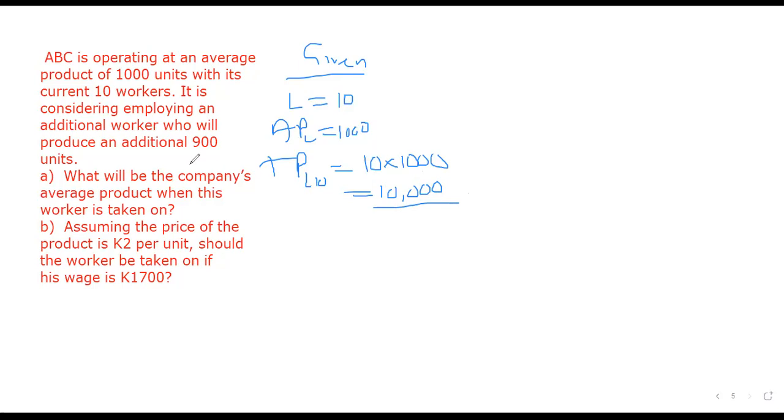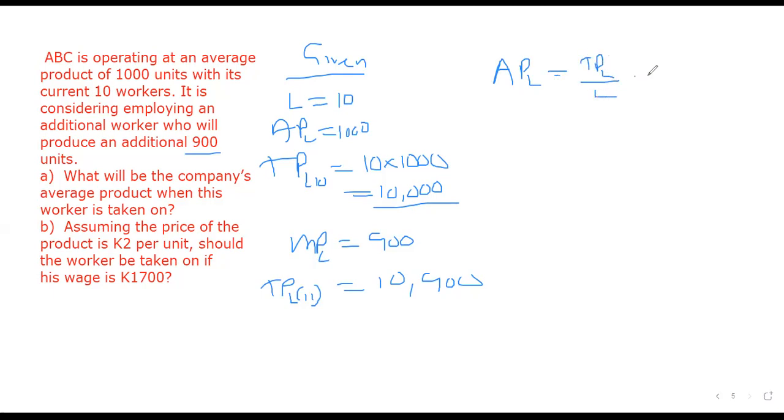Yes. Okay, so this person who wants to join wants to bring an additional 900 units. So this addition is called the marginal what? Product of labor, 900. So what is the total product if this one is taken on, for the 11? It's 10,000 plus 900, right? So question 1: what is the new average? It's the total product of labor over what? The number of laborers. So 10,900 divided by how many laborers do we have? 11. Right, together.